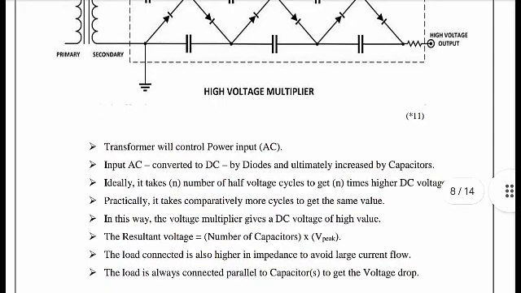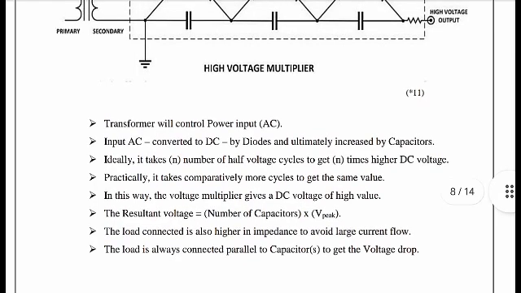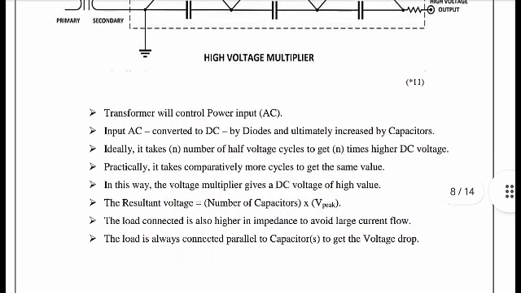ultimately increased by capacitors. Ideally, it takes n number of half voltage cycles to get n times higher DC voltage, but practically it takes comparatively more cycles to get the same value. In this way, the voltage multiplier gives a DC voltage of high value, and the resultant voltage is equal to the number of capacitors multiplied by the peak value of AC voltage. The load connected is also higher in impedance to avoid large current flow.